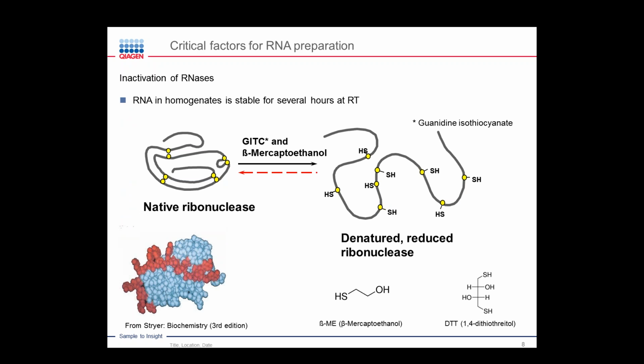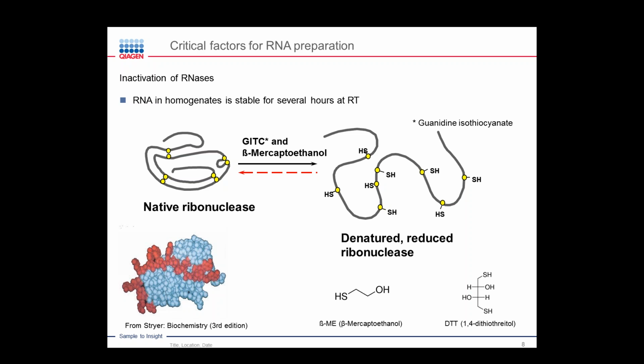The inactivation of RNases is a very important step, and normally RNases are denatured by using chaotropic salts like guanidine isothiocyanate or guanidine hydrochloride, which is part of the lysis buffer. In this case, the RNA in the homogenates can be stable for several hours at room temperature.